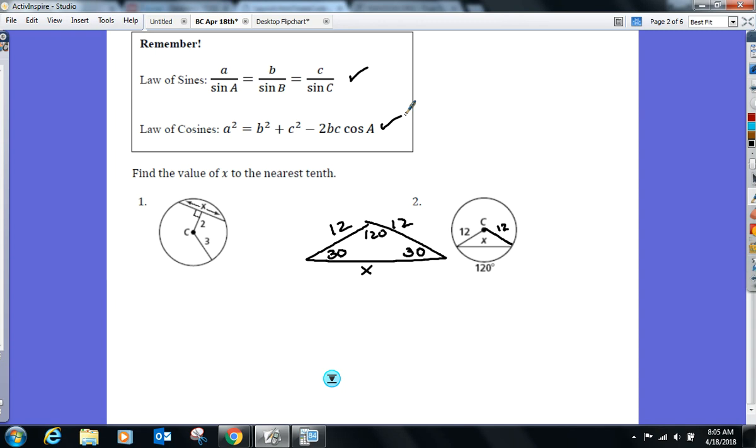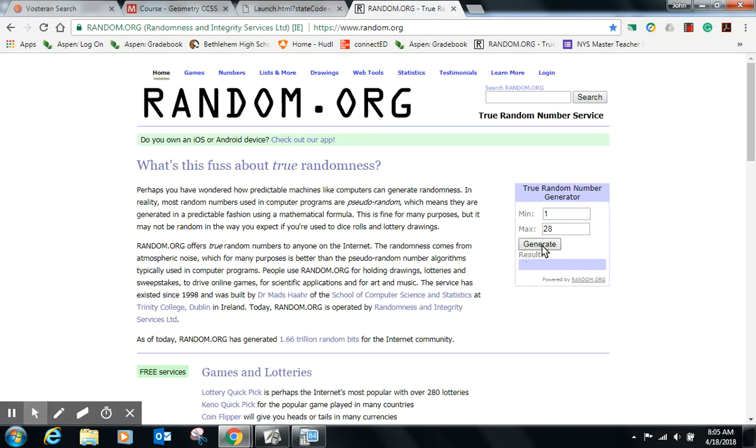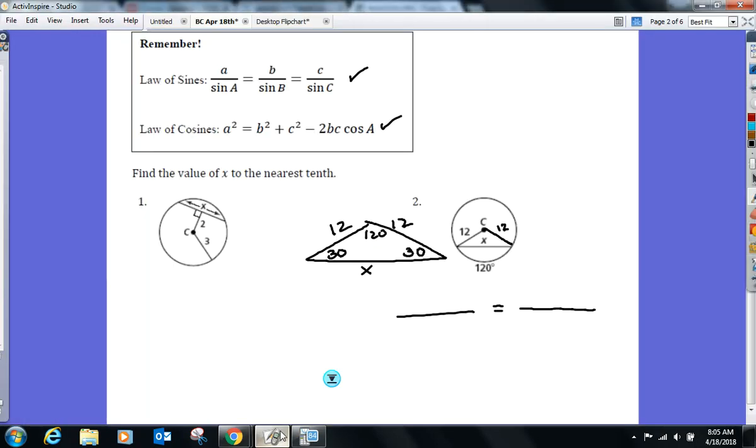It's actually both I could use. I could actually use both here. Anybody have a preference? Law of sines. All right, let's use law of sines. Side over angle equals side over angle. Fill out one side of it for me. Fill out one side. Here you go. Fill out one side for me.